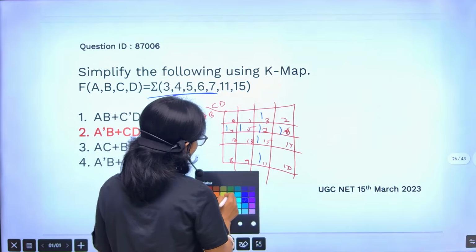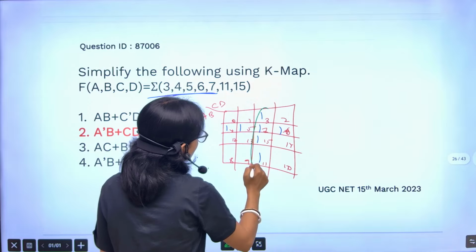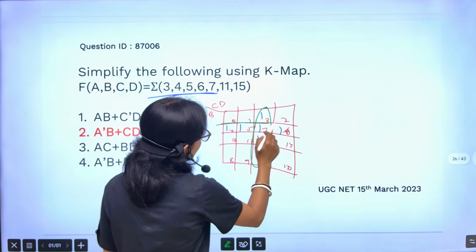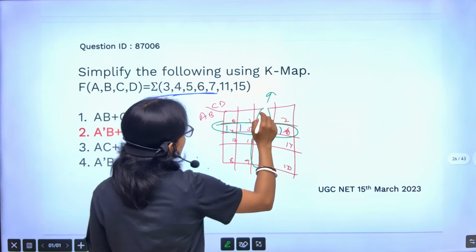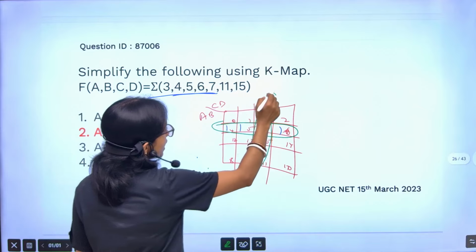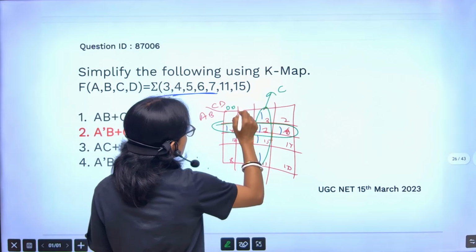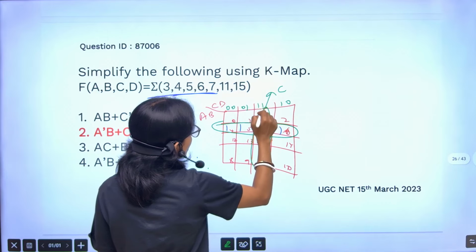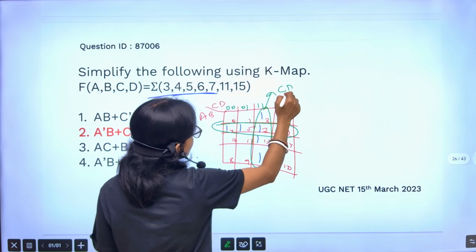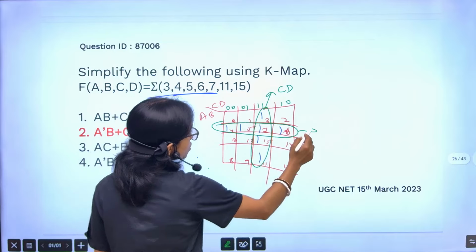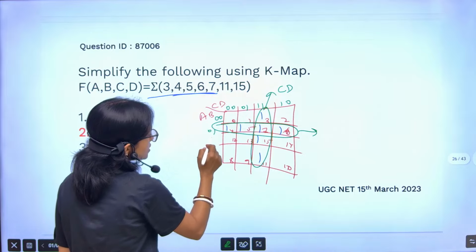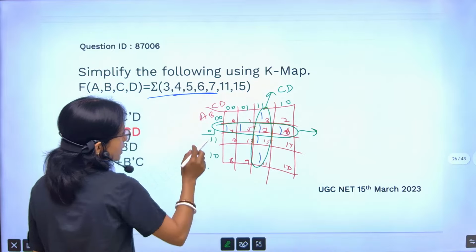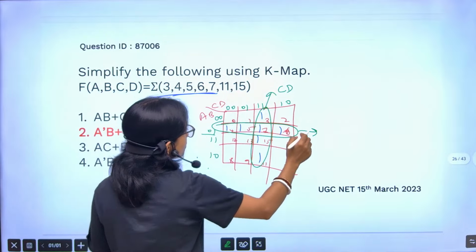So how to make the grouping? Grouping exactly this one and this one. This is the grouping. From this grouping I am getting all AB cancel. I am particularly getting 0 0, 0 1, 1 0, 1 1. This is actually CD. And from this grouping I will get 0 0, this is 0 1, 1 0, 1 1. This is the 0 1 cell, that means A bar B.